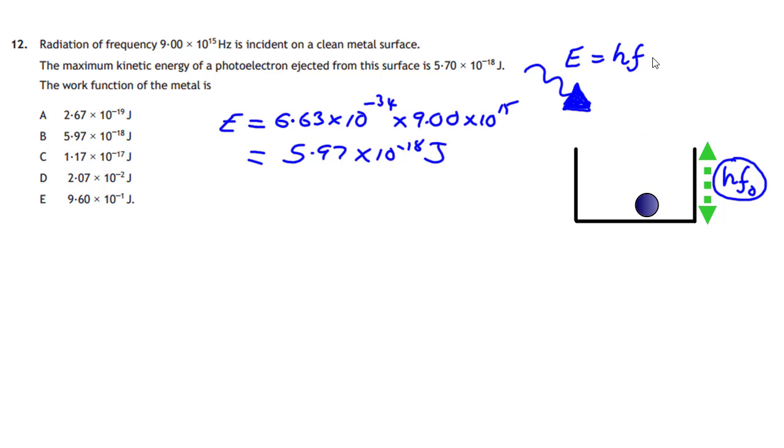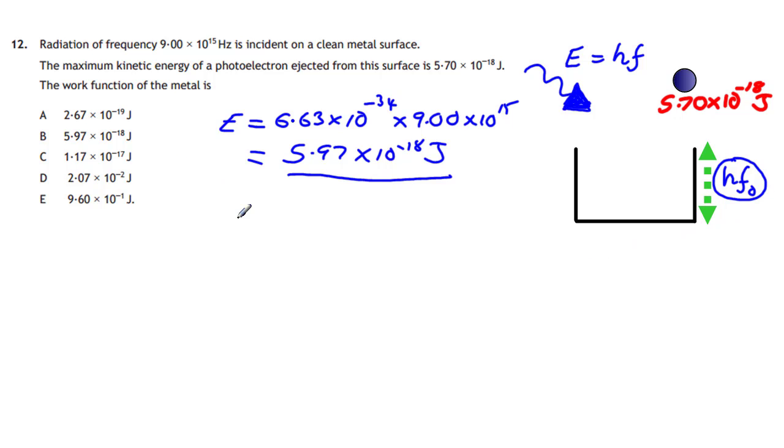Now we're also told that the maximum kinetic energy of the photoelectron emitted is given a certain value. So the electron is emitted up here, knocked off the surface, and that's going to have a kinetic energy of 5.70 times 10 to the minus 18 joules. So some of the energy from the incoming photon has been spent on the work function in order to get it out of the well in the first place.